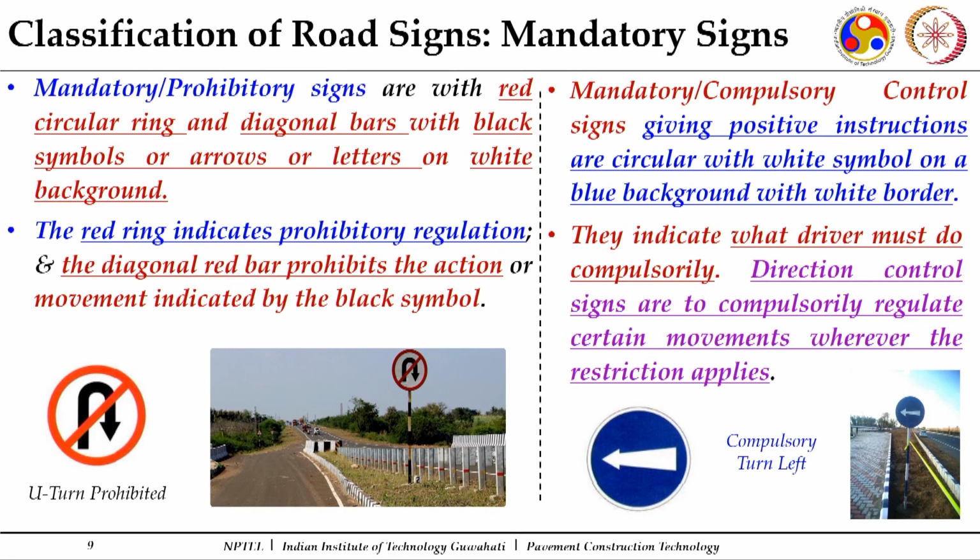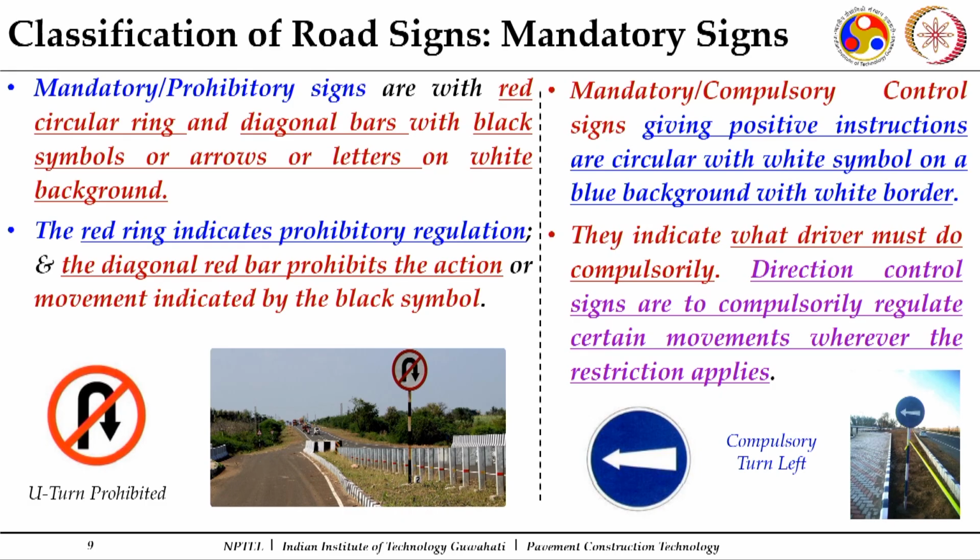So, further in this particular one, we can say that the prohibitory signs under these mandatory ones have a red circular ring and diagonal bars with black symbols. Here a black symbol is there for a U-turn, or arrows or letters. There may be certain arrows or letters on a white background. So, a red border is there, a black arrow or symbol is there, and a red diagonal is also there, and this is on a white background.